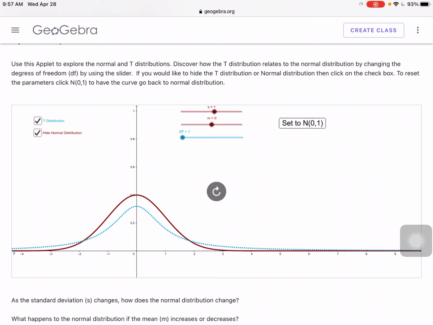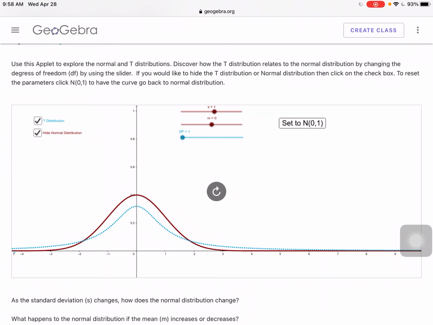So degrees of freedom, it's a pretty simple formula. It's just the sample size minus 1, or n minus 1. So if we have a sample size of 50, we have 49 degrees of freedom. If we have a sample size of 9, we have 8 degrees of freedom. And the number of degrees of freedom in your sample affects mainly the spread of the T-distribution.